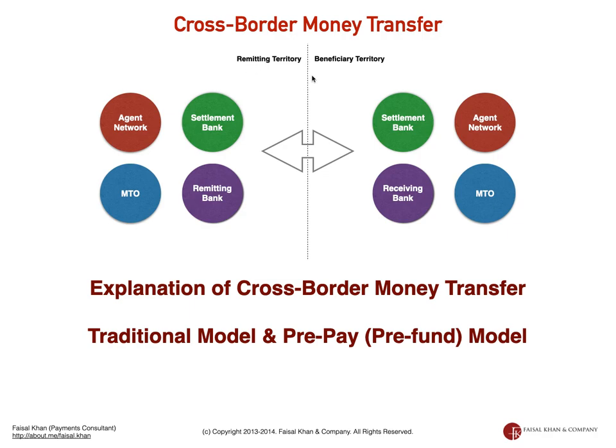So in any remitting territory and beneficiary territory, there's the agent network, there's a settlement bank, there's a money transfer agent, and there is a remitting bank. And likewise, the same applies on the beneficiary end. So let's do an example explanation of a cross-border money transfer. And this is a traditional model with prepay, basically a pre-fund model, and how it would work.